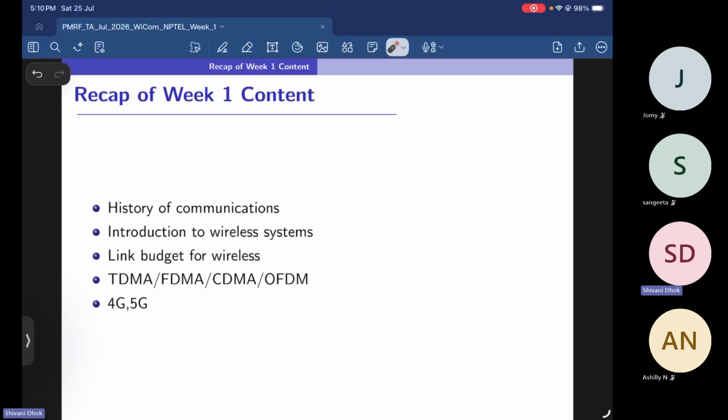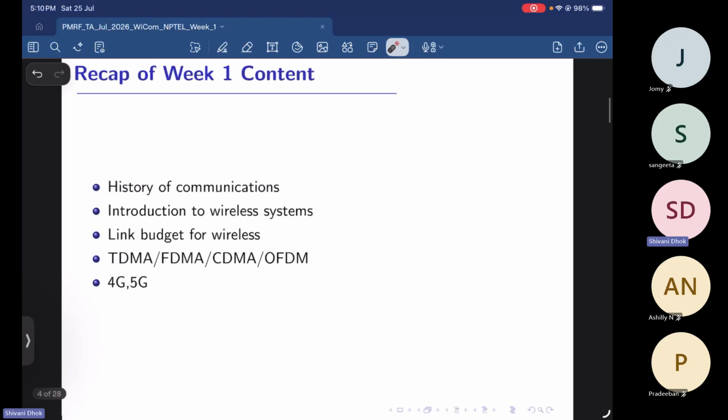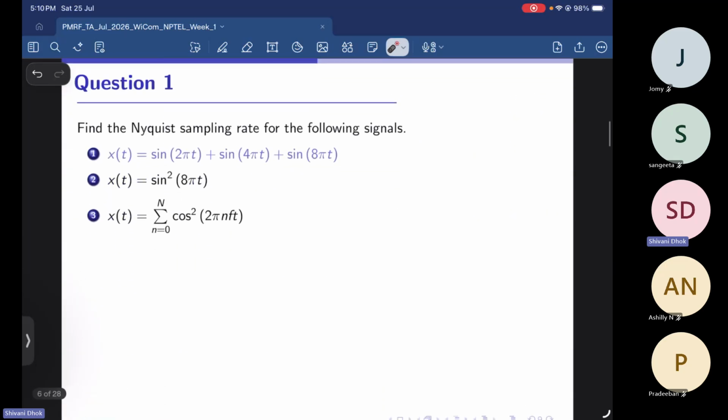Any questions till this point? Any questions regarding how tutorials are going to function or anything else before I move on to solve the questions? Okay. If there are no questions, then let me move on to the first section of the questions that I have planned.